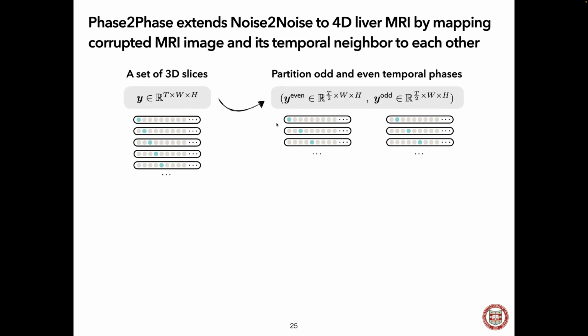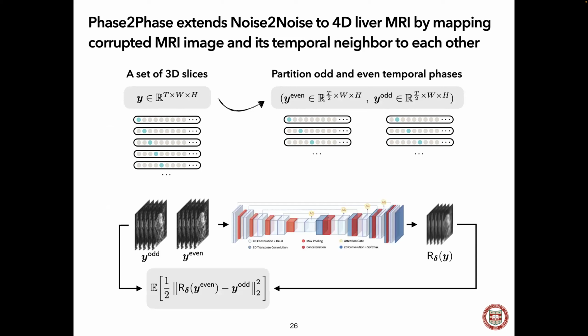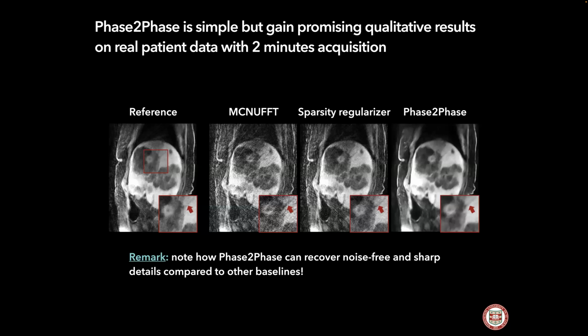And once you get these two new 3D volumes, you can follow what noise-to-noise has done. You just put the Y even, for example, as the input of a neural network, and ask it to predict the Y odd. And that's the idea of noise-to-noise. And this simple algorithm actually provides a pretty good result.